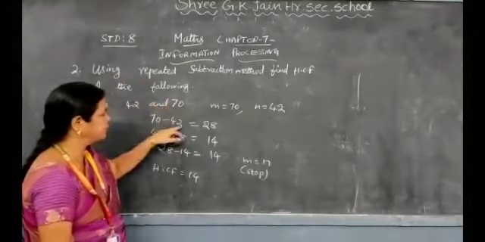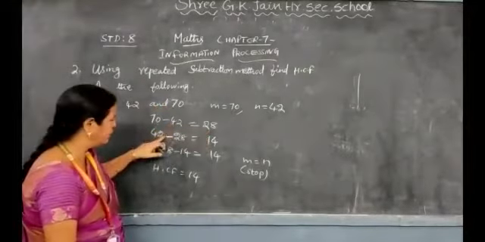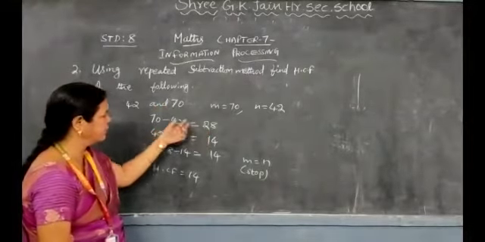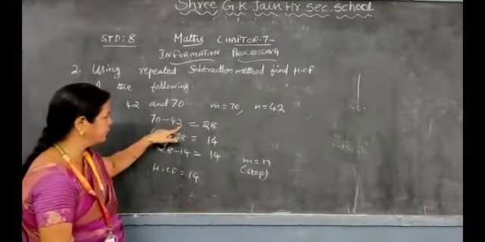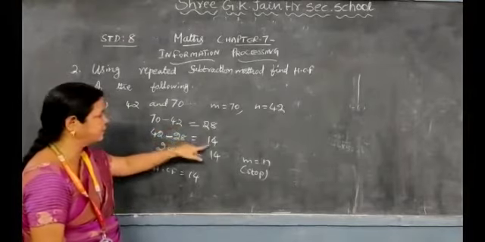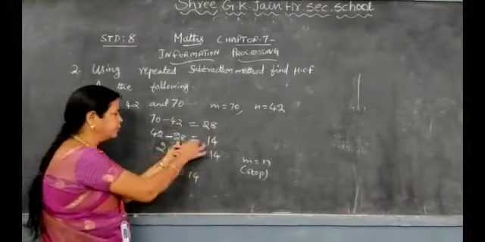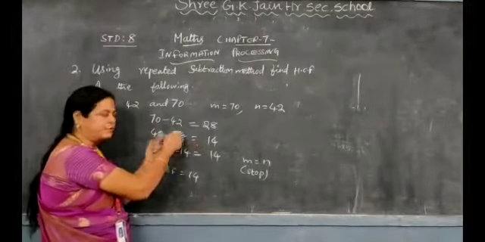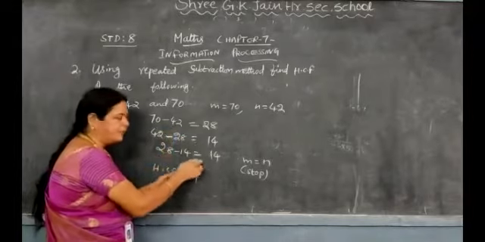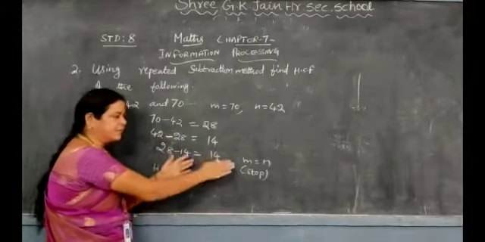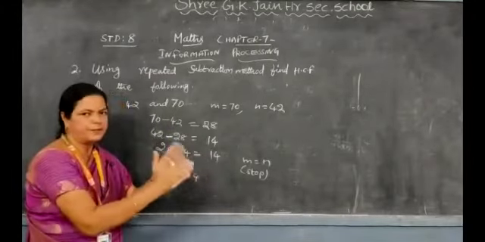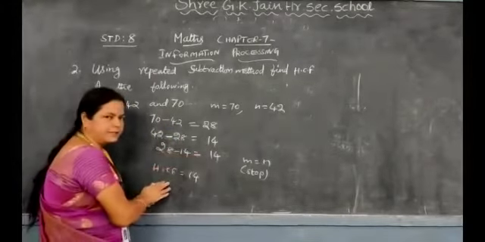So 70 minus 42, you are getting 28, and the other number is 42. In these two, which one is the bigger? 42. So 42 minus 28, how much are you getting? 14. In these two, which one is the bigger now? 28. So 28 minus 14, you are getting 14. When these two, the second number and the answer, are equal, that is m equal to n, we have to stop there. Okay, and that is your HCF.